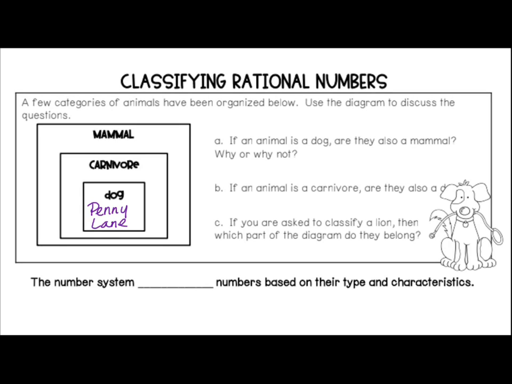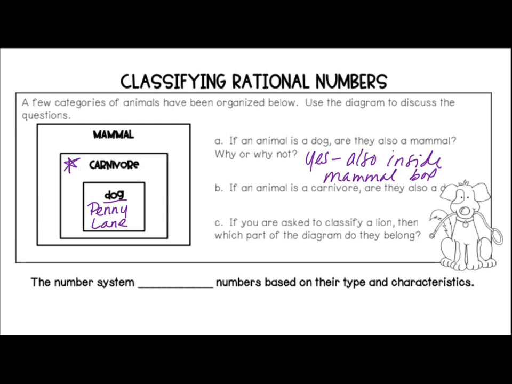Do you think that since Penny Lane is a dog, she's also a mammal? Well, the answer would be yes, because she is also inside the mammal box. If you look at these boxes, they nest inside each other. Penny is a dog, which is inside the carnivore box, which is inside the mammal box. So she belongs to all three of these boxes, but I only have to write her name one time because she is inside all three of them already.